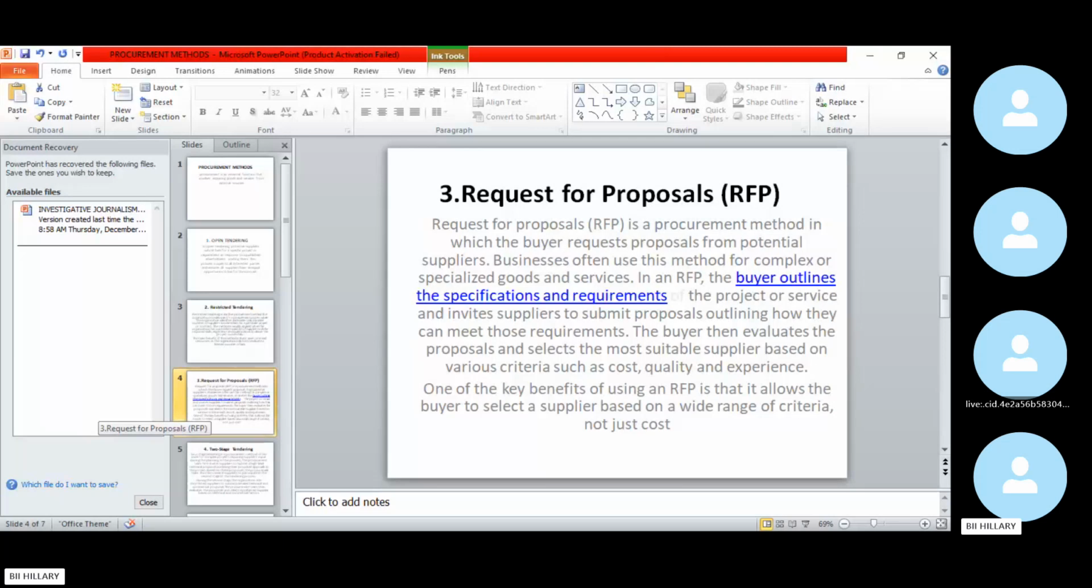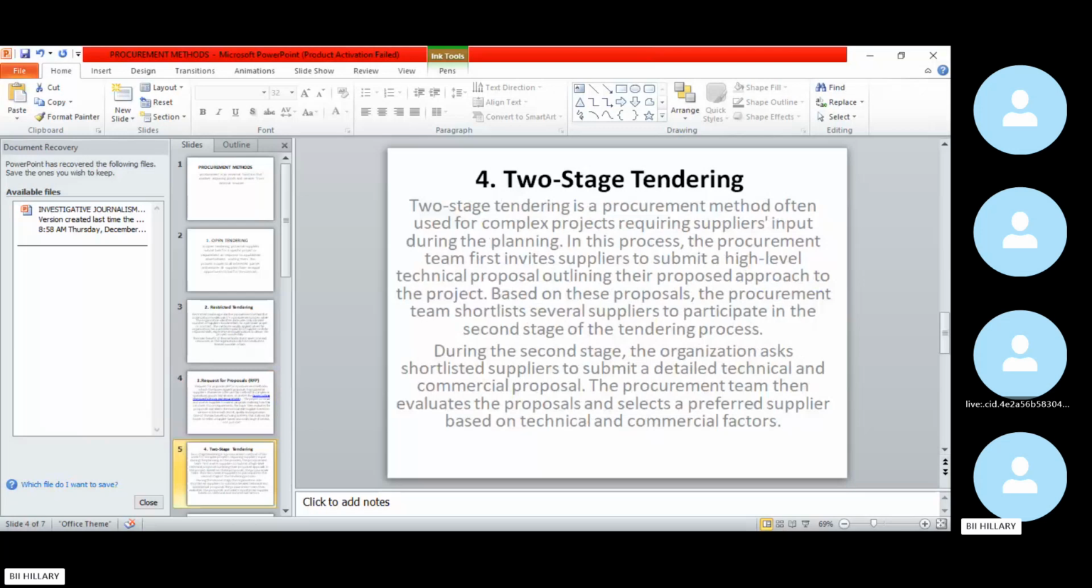Then the next is two-stage tendering. Two-stage tendering is a procurement method which is often used for complex projects requiring suppliers' input during the planning. In this process, the procurement team first invites suppliers to submit a high-level technical proposal outlining their proposed approach to the project. Based on this proposal, the procurement team shortlists several suppliers to participate in the second stage of the tendering process.